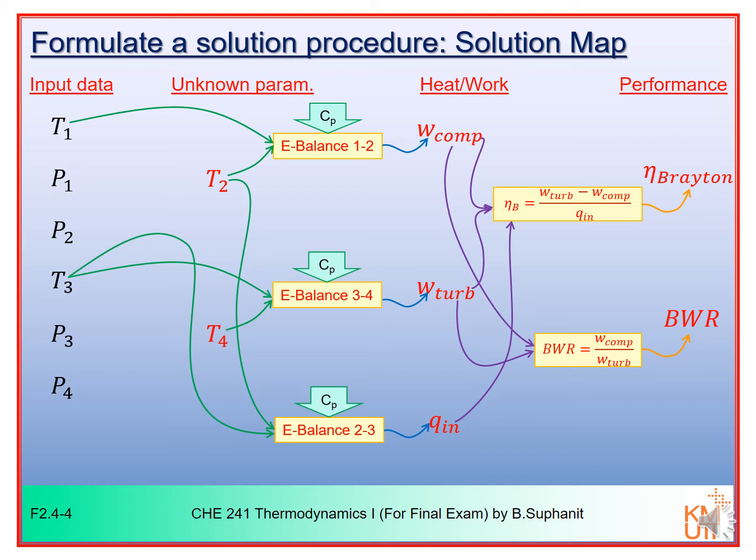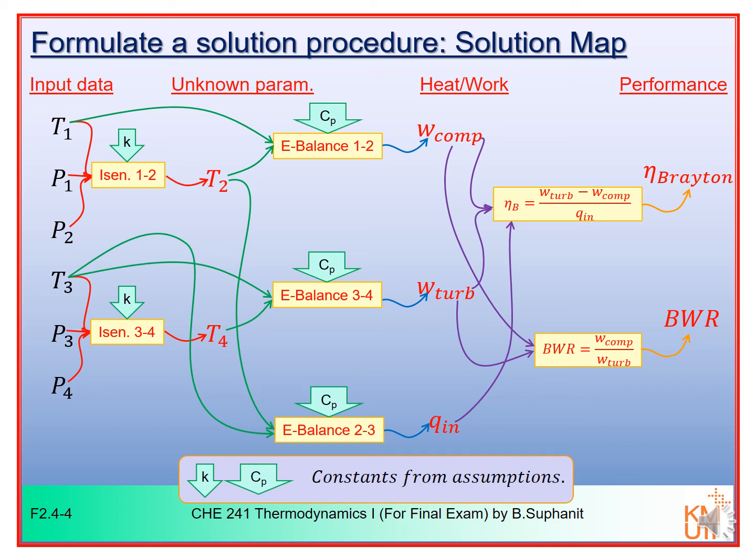We can see that at this stage, we have only T2 and T4 left to be determined. Should we know these two values, the solution procedure will be completed. We can get T2 and T4 from isentropic relationships of process 1-2 and process 3-4, respectively. We have now completely formulated our solution procedure. The calculation sequence can then be followed from left to right.